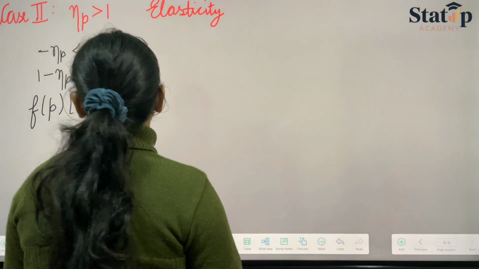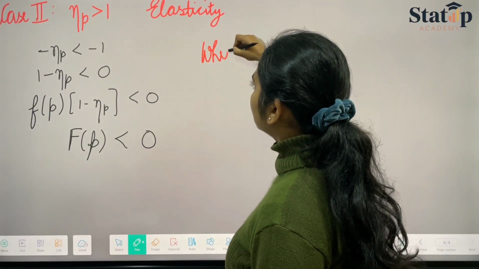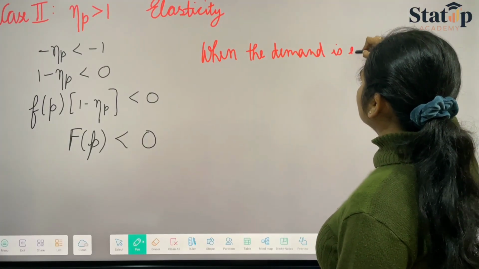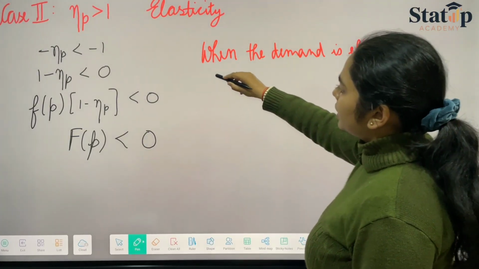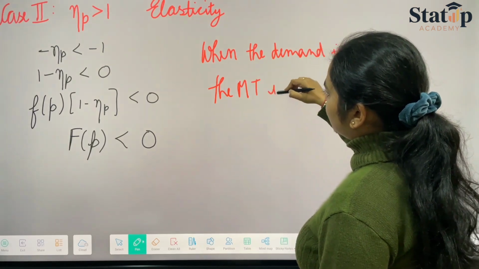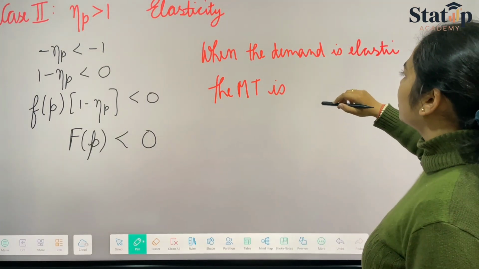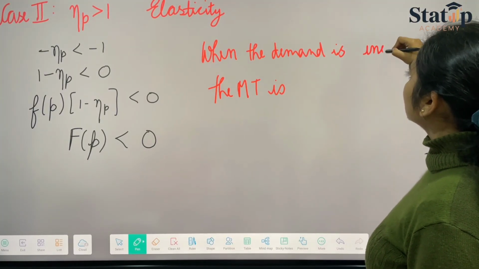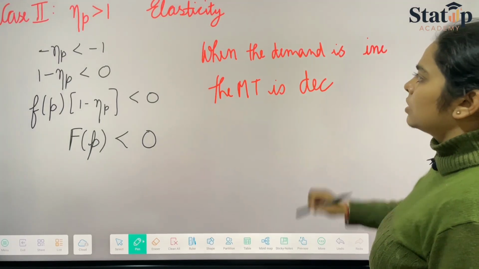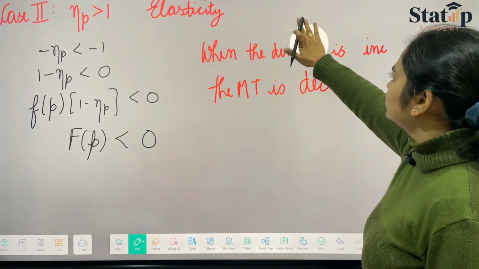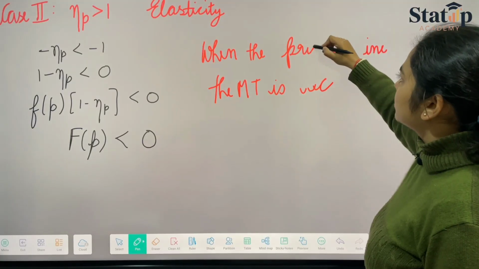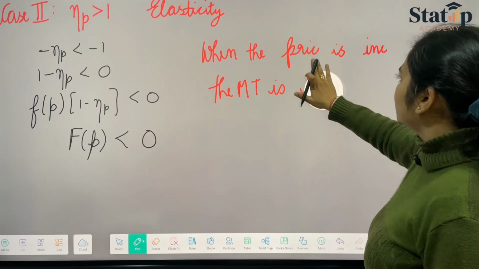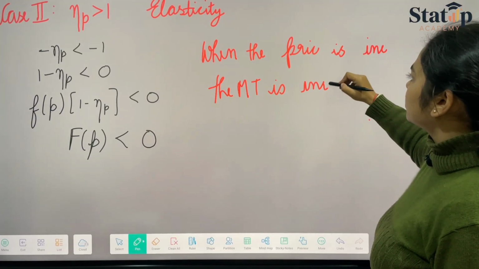So we can say that when the demand is elastic, the market turnover is decreasing. When the price is increasing, the market turnover is increasing. Sorry, decreasing.